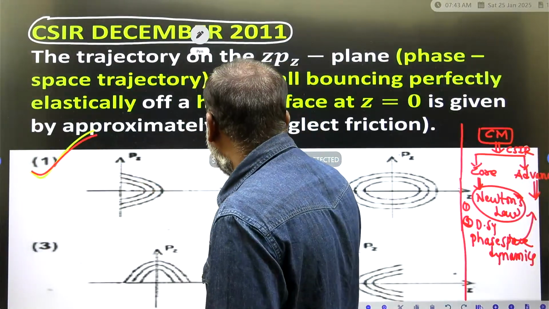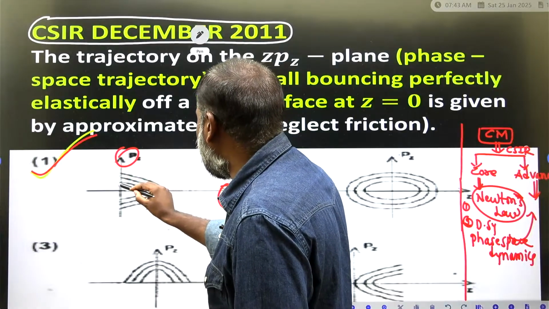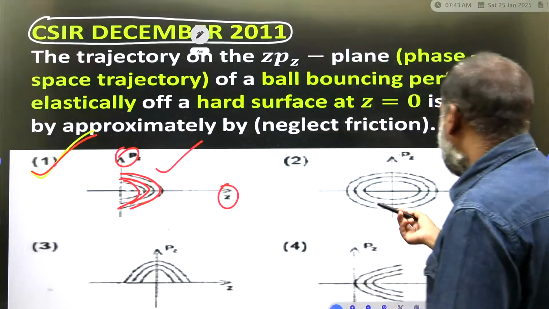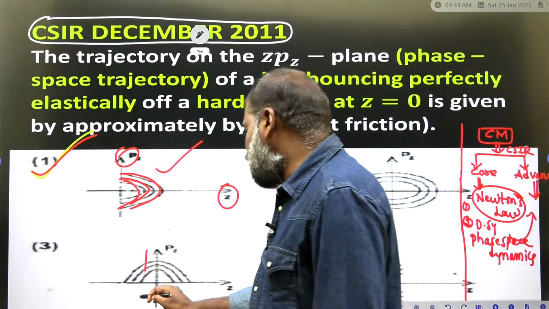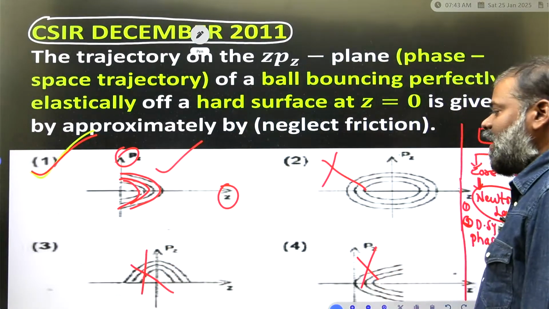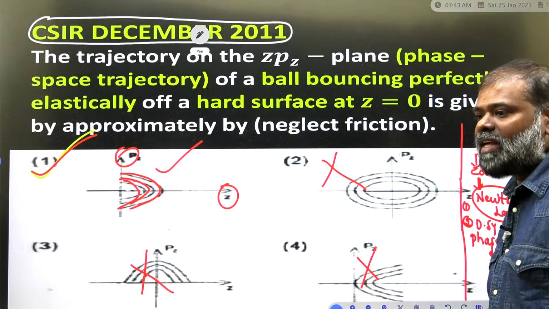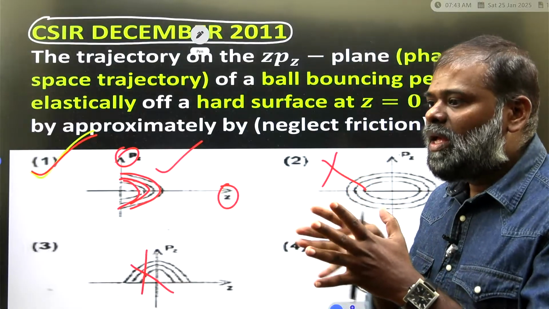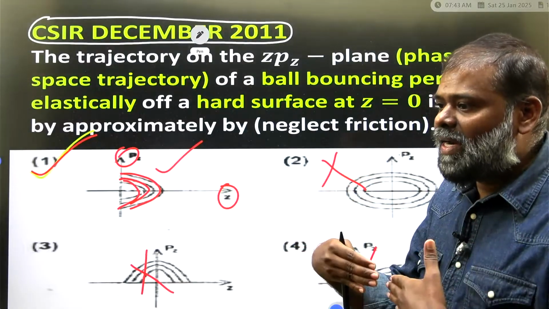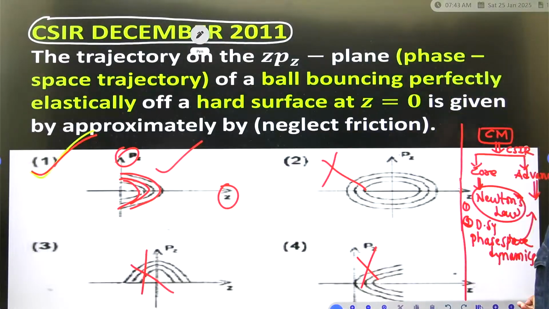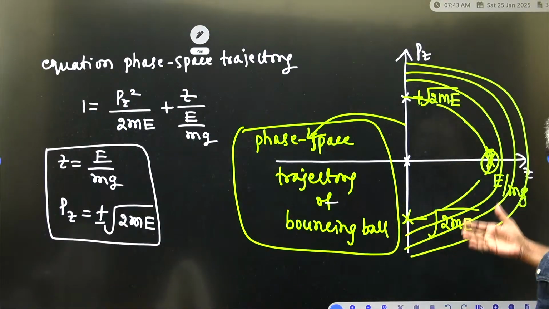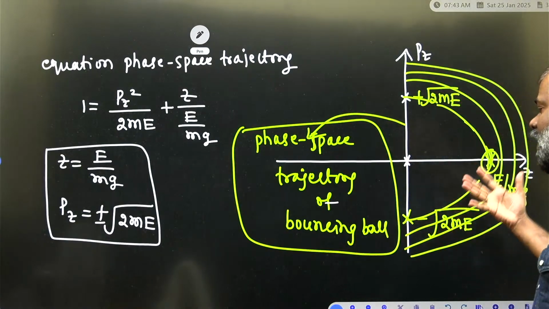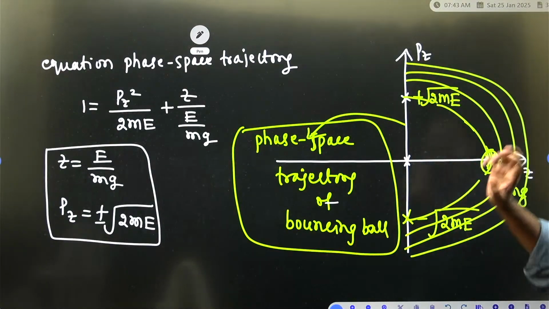This is the z and pz plane, and your graph will come like this. So this one is the correct one. It is not an ellipse, not in this direction, not in this direction. So option 1 is correct. How simple it is. If you know how to solve the problem, then it is easy to identify the answer also, right? Once you know the bouncing problem, you will immediately get the trajectory or phase portrait like this.